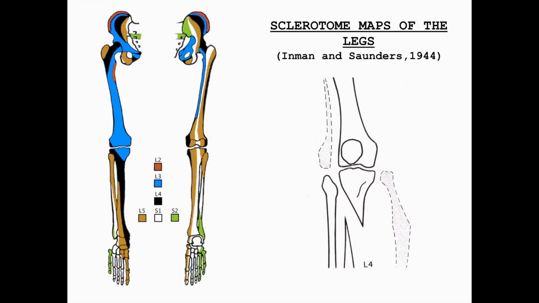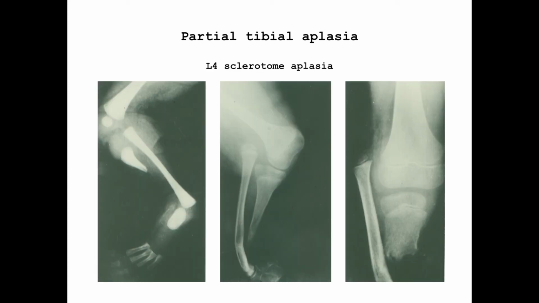If we look at the leg, absence of the fourth lumbar sclerotome causes the initial defect in the thalidomide series in the legs, which was absence of the tibia from the bottom end up. And the next slide shows 3 Australian cases of absence of the tibia due to thalidomide.